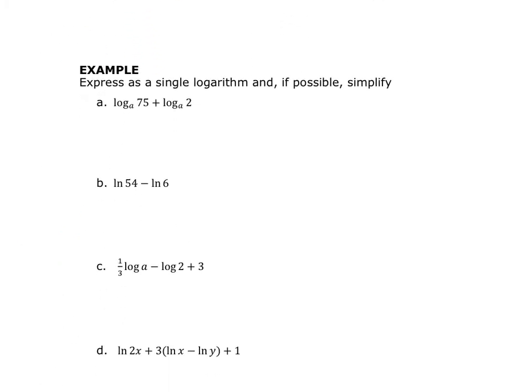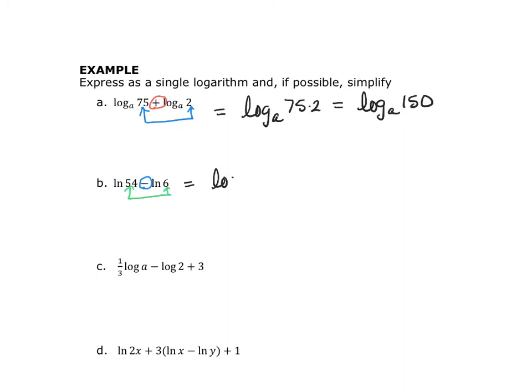Now we're going to reverse this. So we have spent the time breaking them apart. Now I'm going to reverse this. And if I see addition, that means I am multiplying those two numbers, the 75 and the 2. So this becomes the log base a of 75 multiplied by 2. So in other words, the log base a of 150. Here I see subtraction. That means I am going to divide these two numbers. This becomes the log of 54 divided by 6, which is the log of just 9.